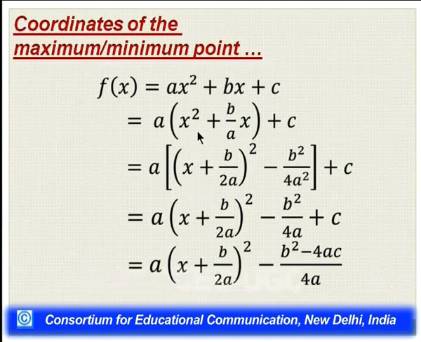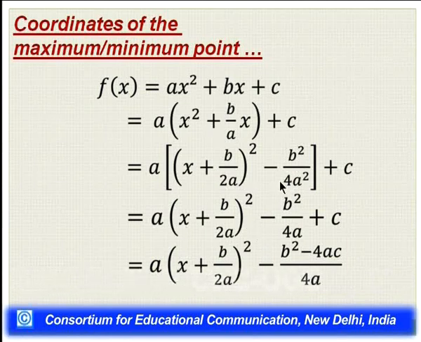Now, to convert x² + (b/a)x into a complete square, what am I going to do? I'll take the coefficient of x, which is b/a, divide this by 2, or take 1/2 of b/a, which is b/2a, and add and subtract b²/4a², which then gives me a times, once I complete the square, a times (x + b/2a)², but because effectively I've added b²/4a², I've also subtracted here b²/4a², and then I have my plus c outside the square brackets.